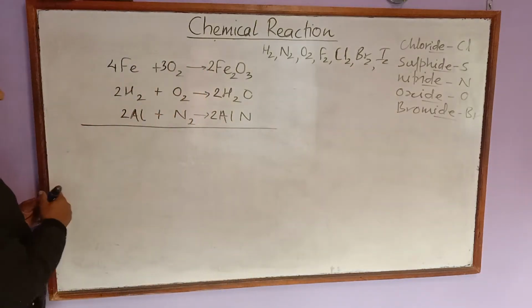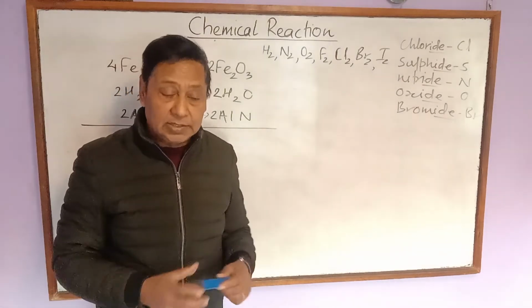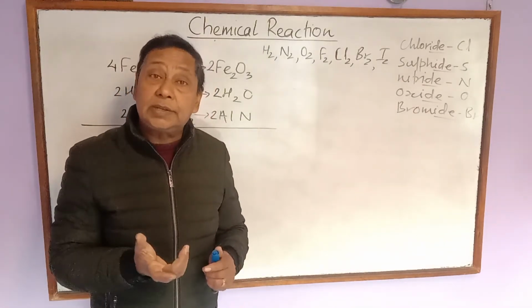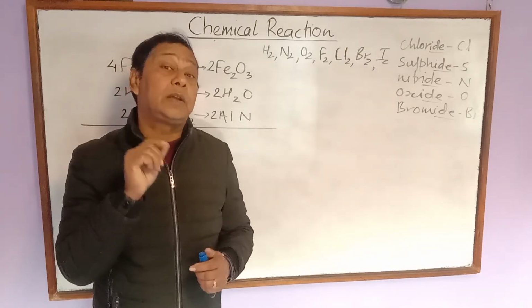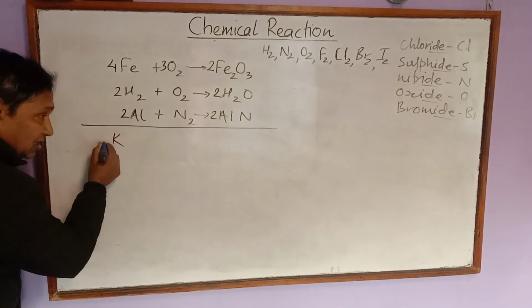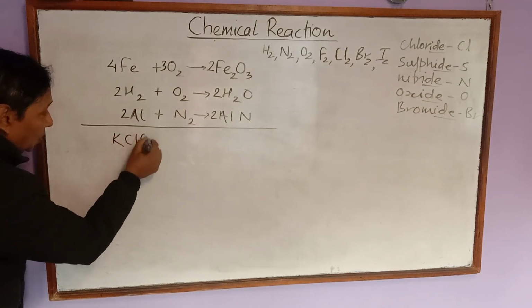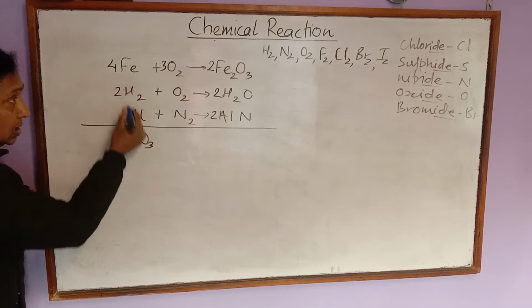Okay, we can take an example, but for this sometimes we have to remember something. Just like in the preparation of oxygen gas, we are using potassium chlorate. Potassium chlorate is heated at high temperature. Look at this, K, potassium K, chlorate means ClO3, potassium valency 1, chlorate valency 1. Previously I told this.